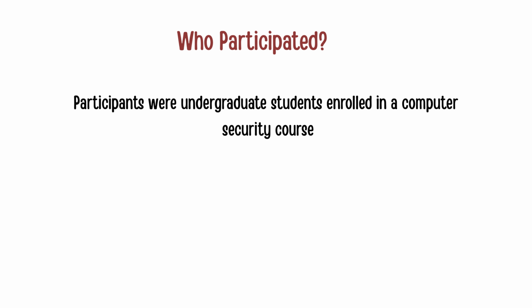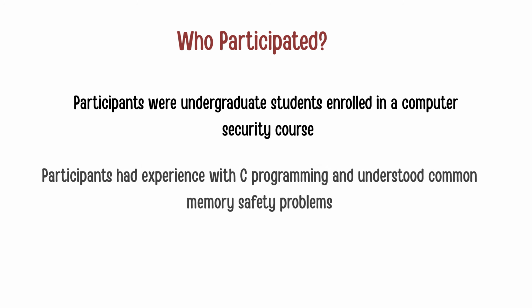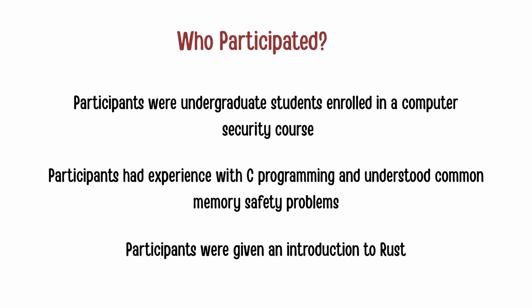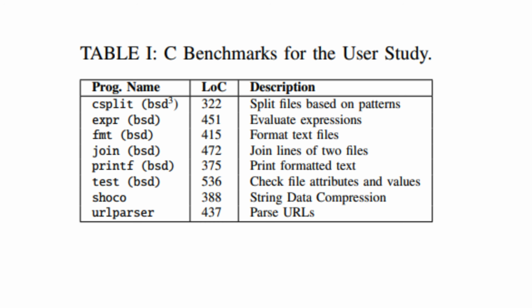The participants were undergraduate students enrolled in a computer security course. Although they already had experience with C programming and understood common memory safety problems like buffer overflows and dangling pointers, they had very little prior experience with Rust. Before beginning the project, they were given an introduction to Rust's ownership and borrowing system. The researchers selected 8 real-world C programs that represent the kind of low-level software where memory safety is especially important. 6 of these programs came from the BSD core utilities, while the remaining 2 were open-source libraries.